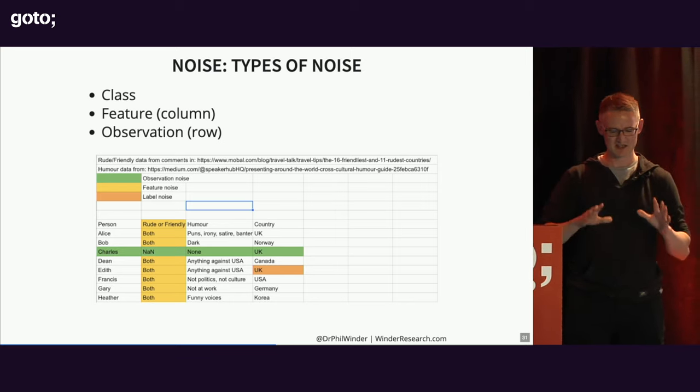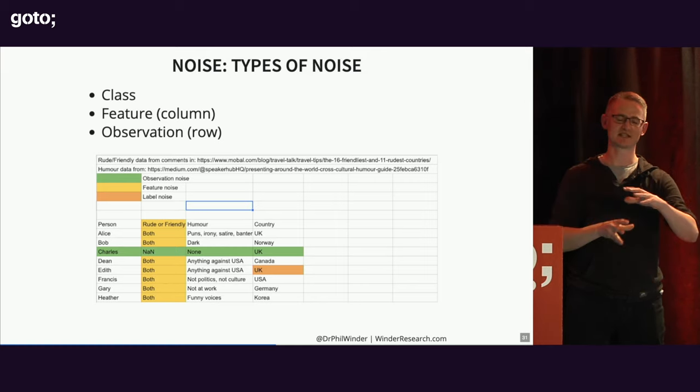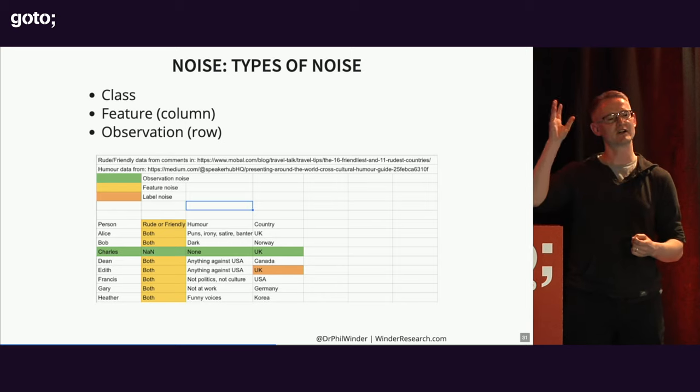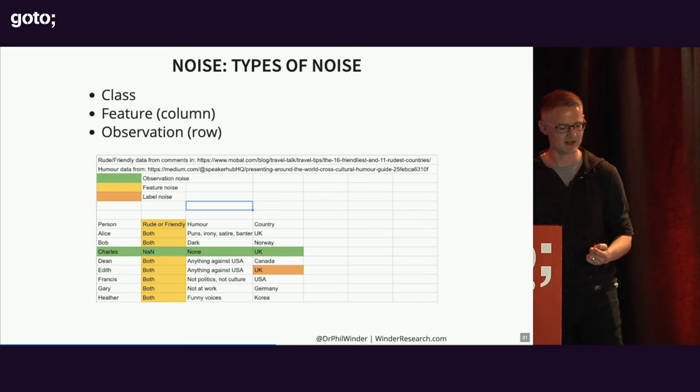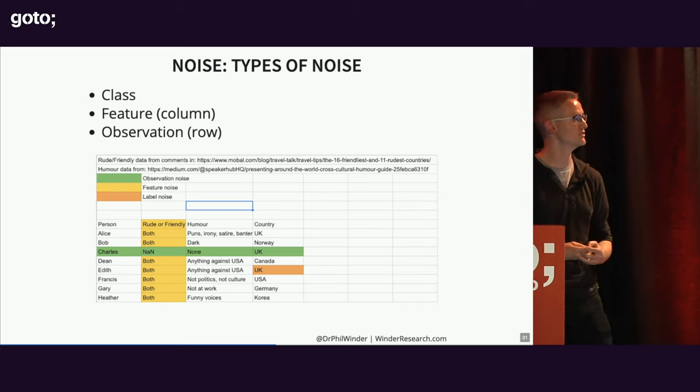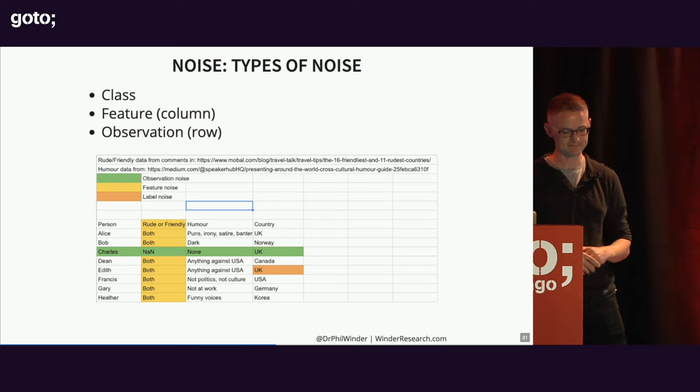So the point of this, though, is I wanted to come up with a data set that showed noise in various dimensions. That's an example of feature noise. So the entire feature is noisy. It's not actually providing us with any value. So again, the simplest way of solving that is to remove that data, feature noise.